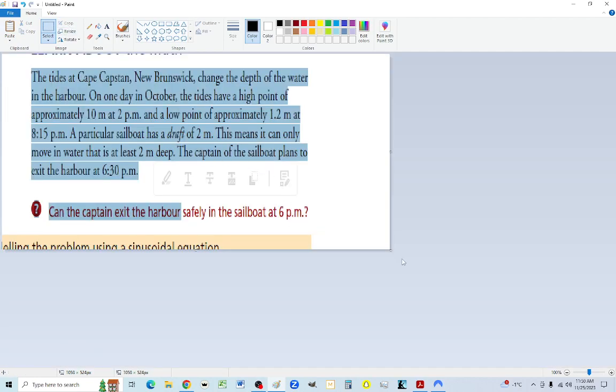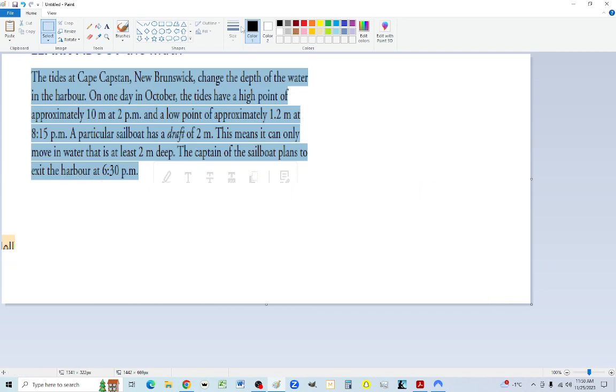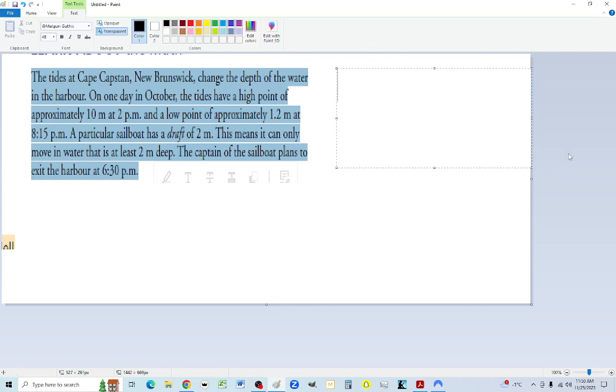If we look at this, ignore October, that doesn't really matter. Well, it does in a way, maybe it's the 10th month, right? So October is the 10th month. But usually they're going to do a daily thing. So a high tide of approximately 10 meters at 2 p.m. and a low point of approximately 1.2 meters at 8:15 p.m.